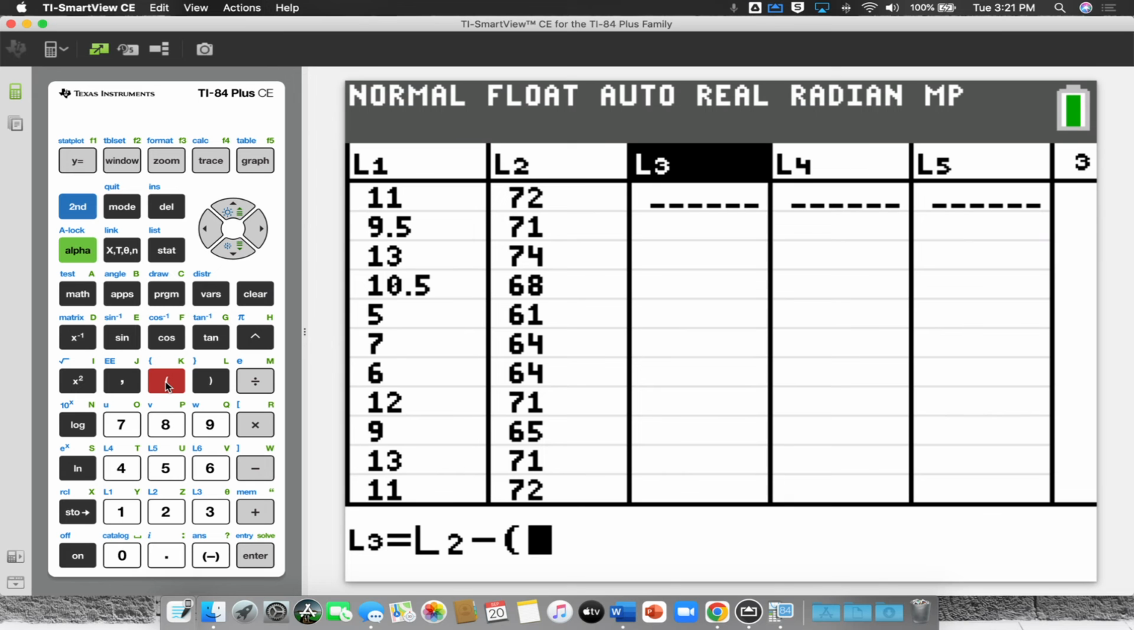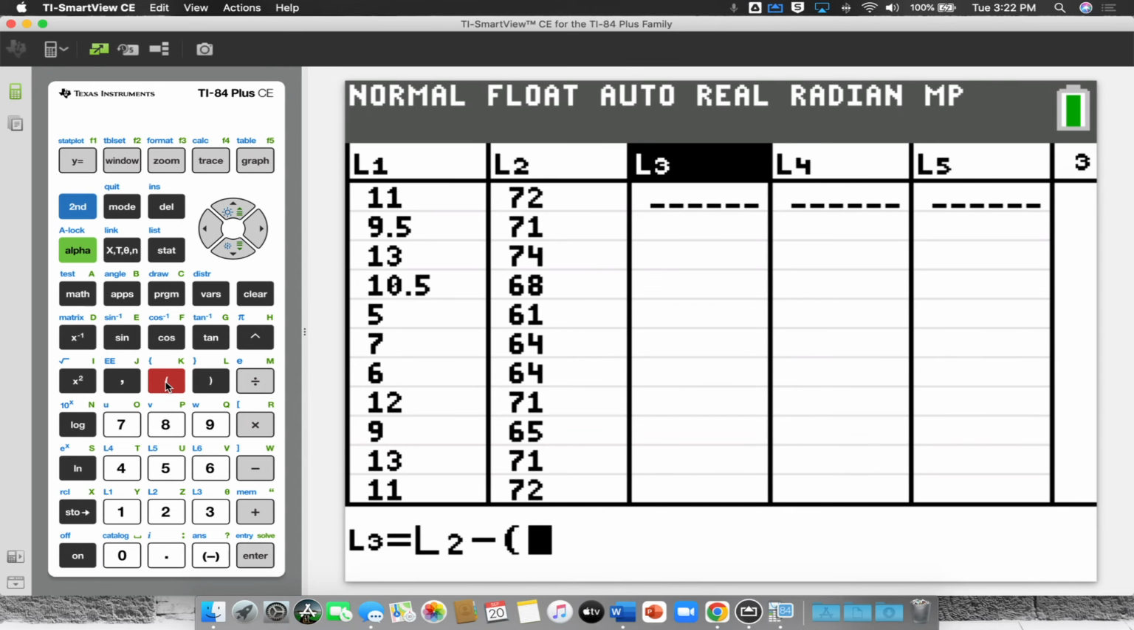How did I get my predicted? Sorry, predicted, not observed. What did I do to get my predicted? I plugged it into the equation, right? Doesn't my calculator know the equation? Didn't it already show me that it knows the equation? I would like the equation right here.